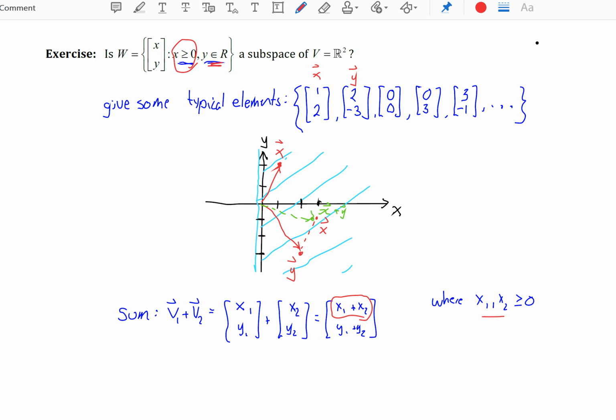If your elements x1 and x2 started individually being greater than or equal to 0, will the sum still be greater than or equal to 0? And I want to say yes. If x1 and x2 are both positive, then the sum of two positive numbers is still positive. This would still be an element of W. Check.